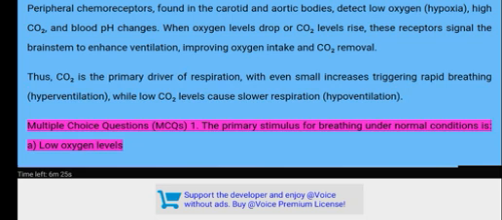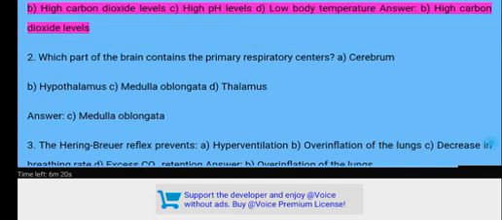Multiple choice questions, MCQs. 1. The primary stimulus for breathing under normal conditions is: A. Low oxygen levels. B. High carbon dioxide levels. C. High pH levels. D. Low body temperature. Answer. B. High carbon dioxide levels.